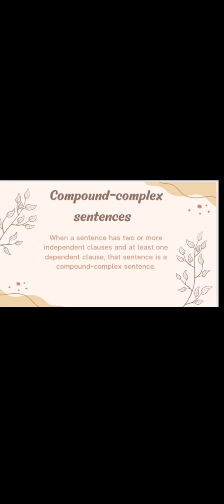Compound complex sentences. When a sentence has two or more independent clauses and at least one dependent clause, the sentence is a compound complex sentence. Example: Though Samantha prefers peanut butter and jelly sandwiches, she ordered a pastrami on rye, and she thought it was delicious. First, we have our dependent clause: though Samantha prefers peanut butter and jelly sandwiches. Then, there are two independent clauses: she ordered a pastrami on rye, and she thought it was delicious. In this sentence, the coordinating conjunction and joins two independent clauses.